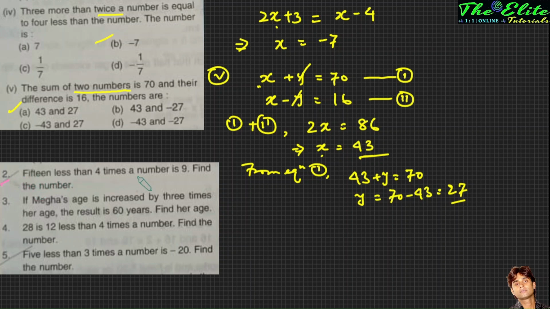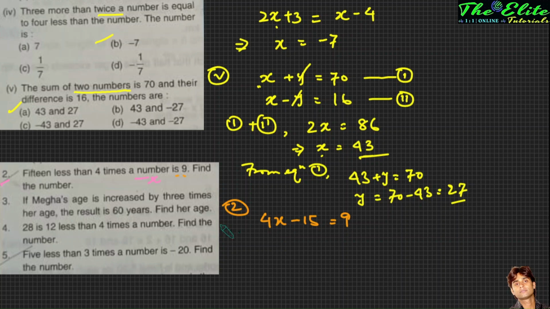Question number 2. 15 less than 4 times a number. Whenever this kind of question comes, like a number, then you have to assume that number as a variable. Here you can assume that as a variable x. So 4 times a number means 4 times x. 15 less than this, so you will subtract 15 from this number. And is 9 means it is going to be equal to 9. That's all. This sentence will be written in your equation like this.